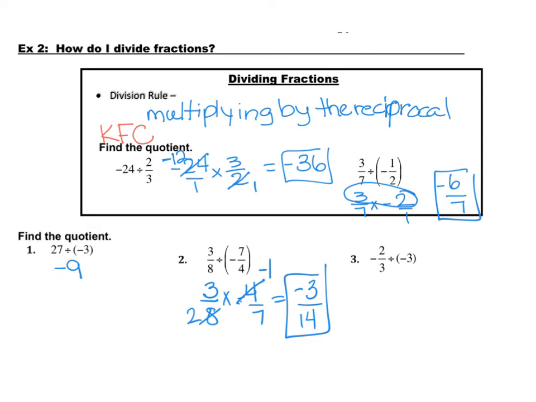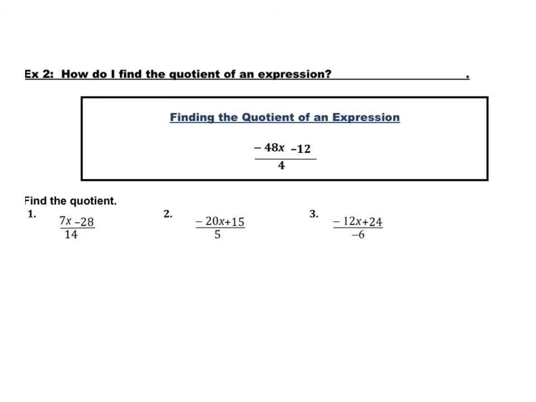All right, and our next one, then I have keep the first, and we're going to flip the second and change that sign. All right, so we're going to take -2 times -1 is going to give me +2. 3 times 3 is going to give me 9. So I have 2/9.